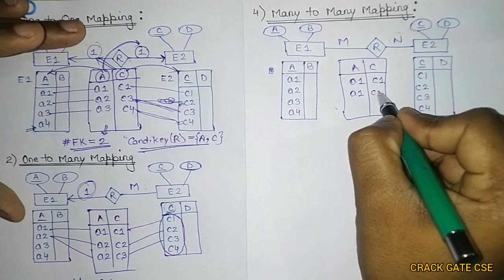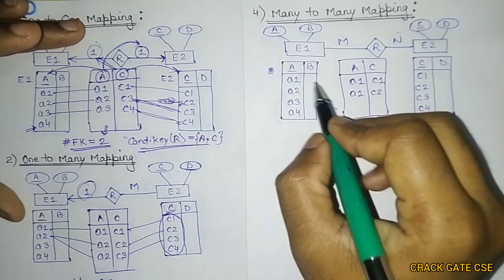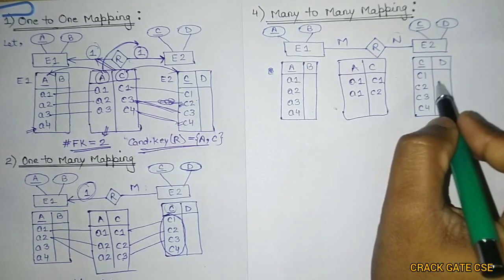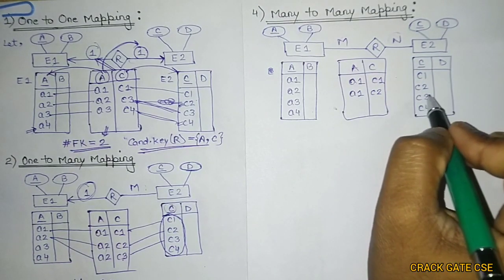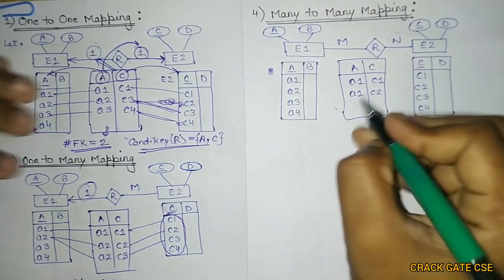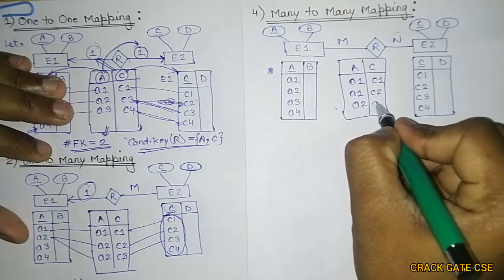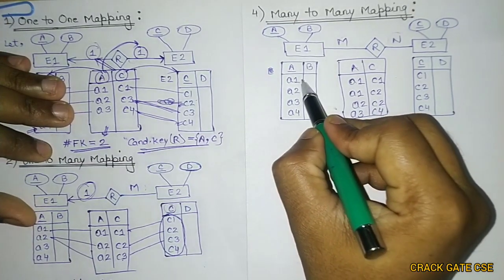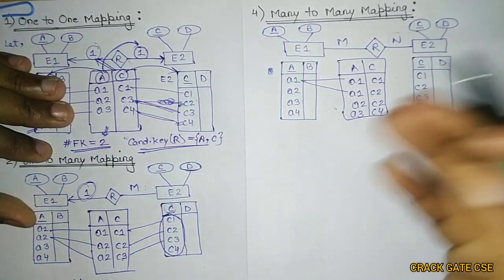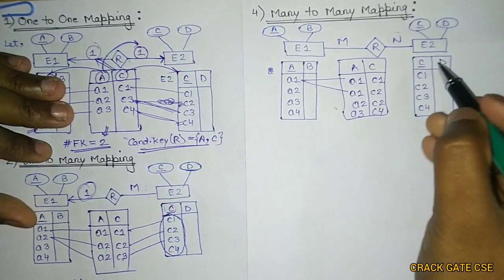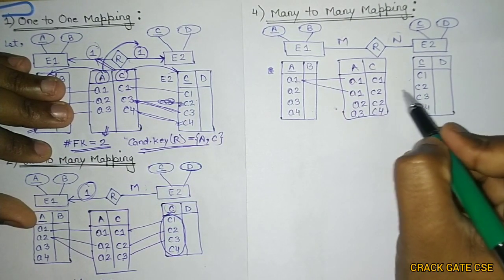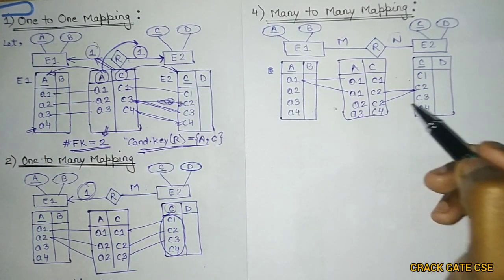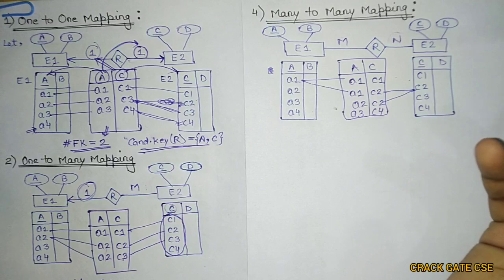A1 C2, because there is no restriction. This particular attribute of A can relate with more than one value of this E2. Similarly, the E2 values can relate with more than one value of E1. That means A2 C2, A3 C4. So here you can see that this particular A1 is related with more than one value in R, and this particular C2 also, a single value can relate with more than one value of R. So this is how the relationship can be formed.